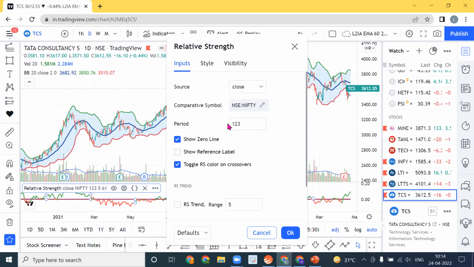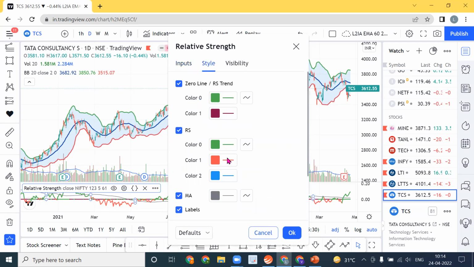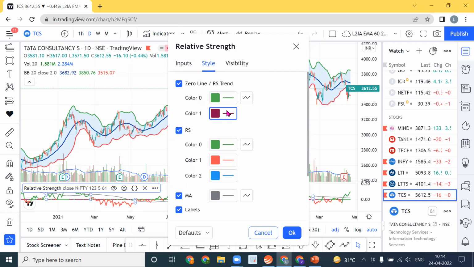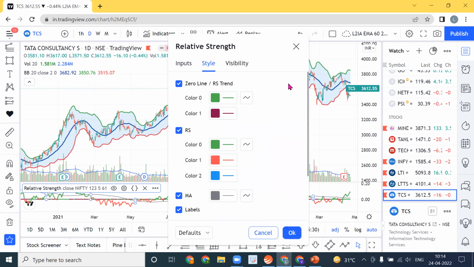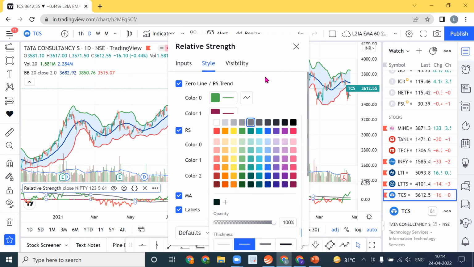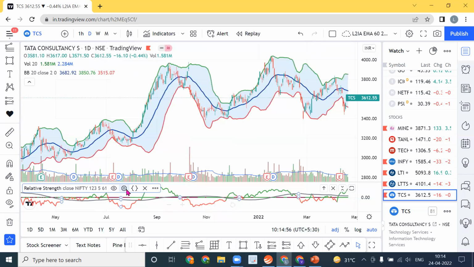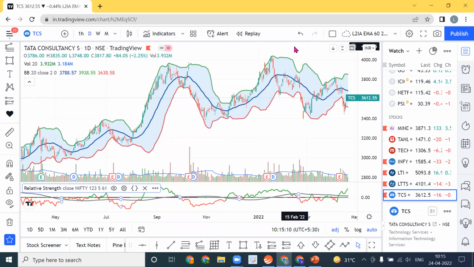Then style, this is the 123-day moving average. Show moving average period, I'm putting a red line. I'm just increasing the thickness. So here I can see my relative strength. What is the comparison I've done? I forgot to show you that. I have set the NSE Nifty. So I'm comparing all the stocks over here with Nifty. What it tells me is whether the stock is doing better than Nifty or not.